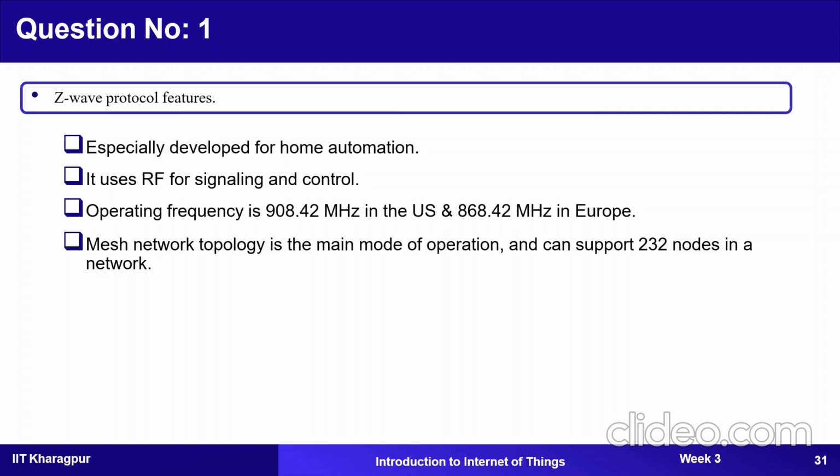Now these are the features of the Z-Wave protocol. For example, this was especially developed for home automation. It uses radio frequency for signaling and control. It operates at the frequency of 908.42 megahertz in the US and 868.42 megahertz in Europe. Mesh topology is the main mode of operation of Z-Wave, and it can support up to 232 nodes in a network.